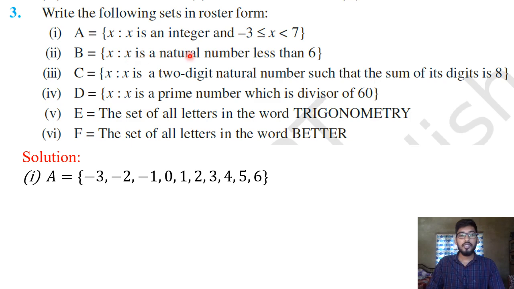Next, B equal x such that x is a natural number less than 6. So natural numbers less than 6, that means up to 5. Next, C equal x such that x is a 2-digit natural number such that the sum of its digits is 8. So we have to write 2-digit natural numbers where the sum of the digits is 8.